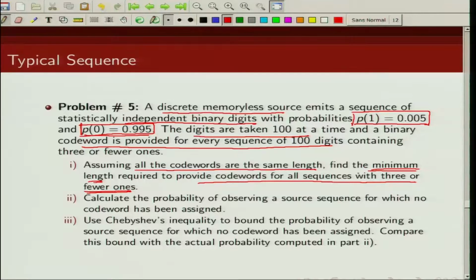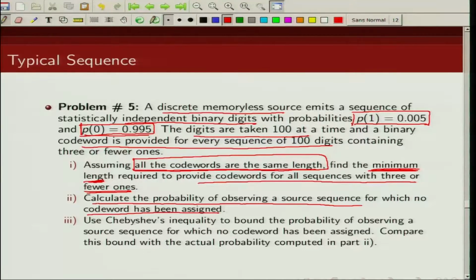So the question asks, what is the minimum length required to provide code words to all sequences which have 3 or fewer ones, and we are assuming that all code words are of the same length. So that is the first part of the question. The second says, calculate the probability of observing a source sequence for which no code word has been assigned.